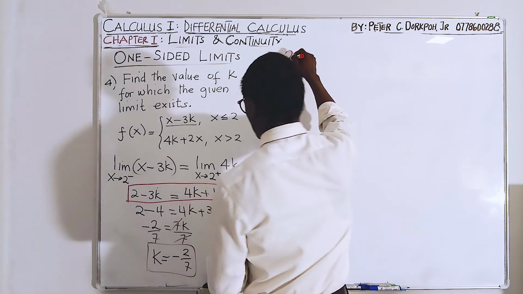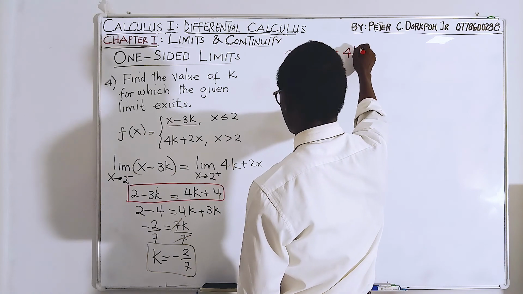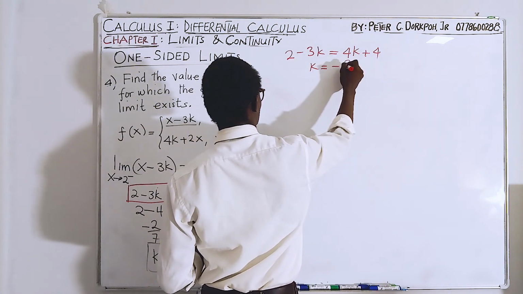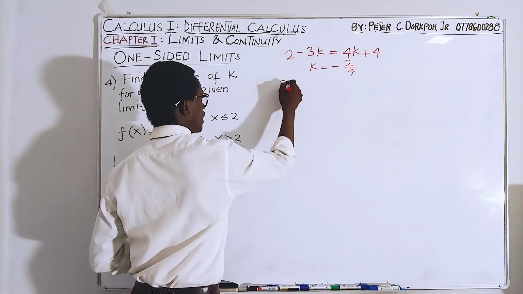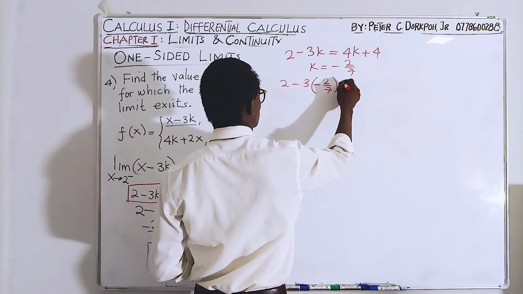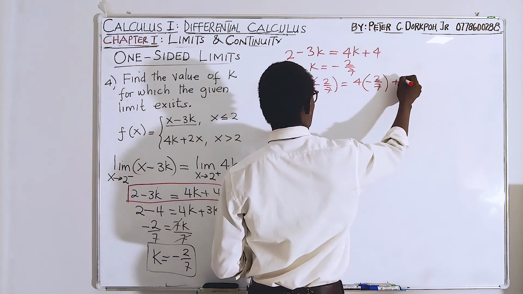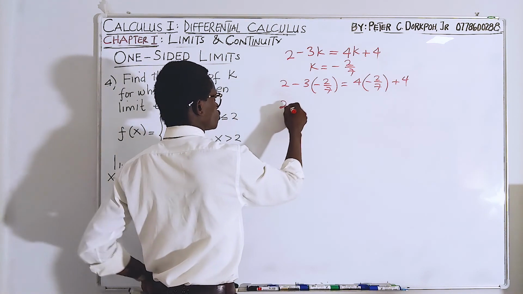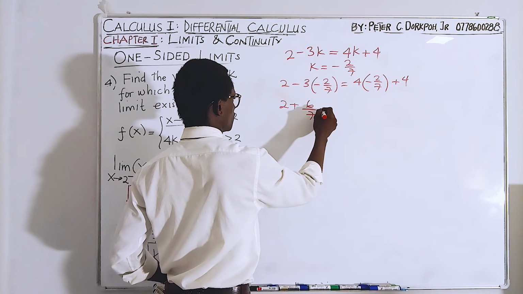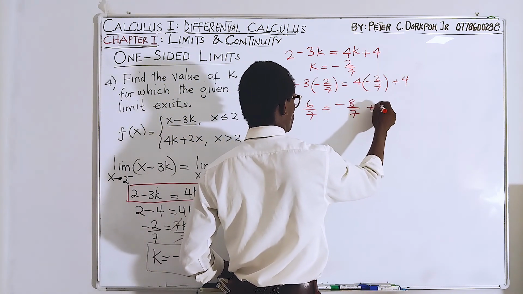So we have 2 minus 3k equals 4k plus 4. Now we know that k equals negative 2 over 7. So we have 2 minus 3 times negative 2 over 7 equals 4 times negative 2 over 7 plus 4. So it's 2 plus, since negative times negative is positive, 2 times 3 is 6 over 7. 4 times 2 is negative 8 over 7 plus 4.